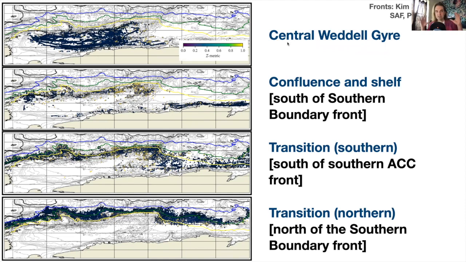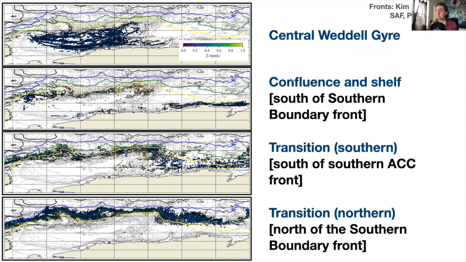The central Weddell Gyre stands out as a particular class. It does have some higher iMetric values over here on the boundary, possibly where the circumpolar deep water is intruding in. That might be a signature of that. So I really do like how coherent that is.